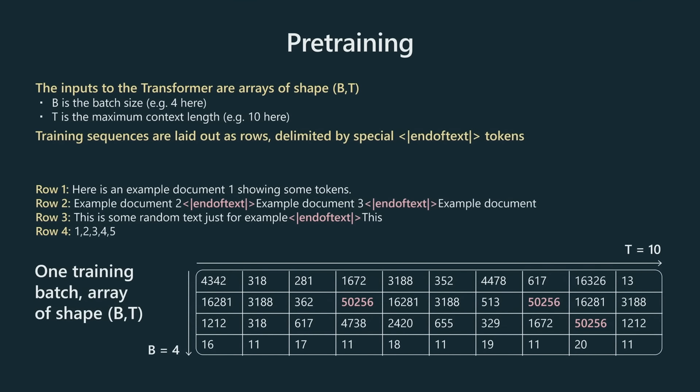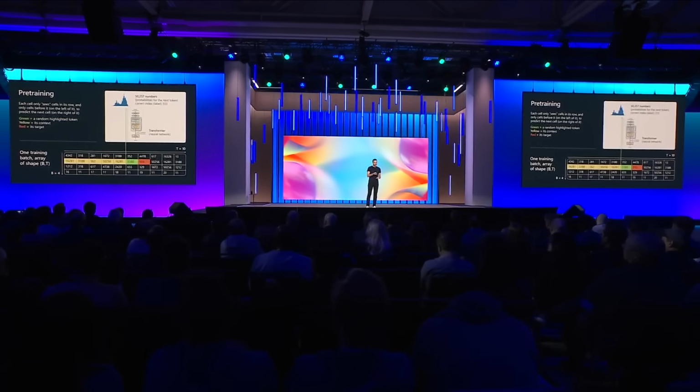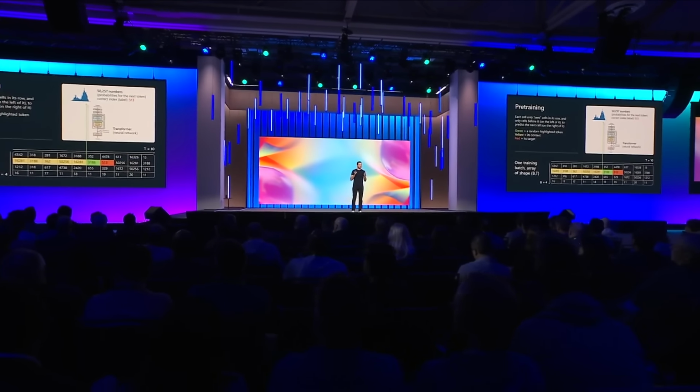So in my picture, I only have 10, the context length. So this could be 2,000, 4,000, etc. So these are extremely long rows. And what we do is we take these documents and we pack them into rows, and we delimit them with these special end-of-text tokens, basically telling the transformer where a new document begins. And so here I have a few examples of documents, and then I've stretched them out into this input.